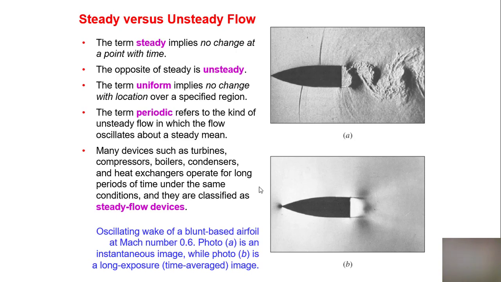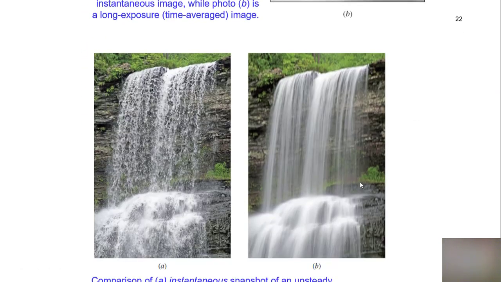Like in this case, picture 1 shows an unsteady flow, and picture 2 shows steady flow. Here you can see some region of turbulence, and at any given point the flow is totally different from at any other point, or at time 1 the flow is different from time 2. But in picture B, the flow can be called steady because at any given time the flow is the same.